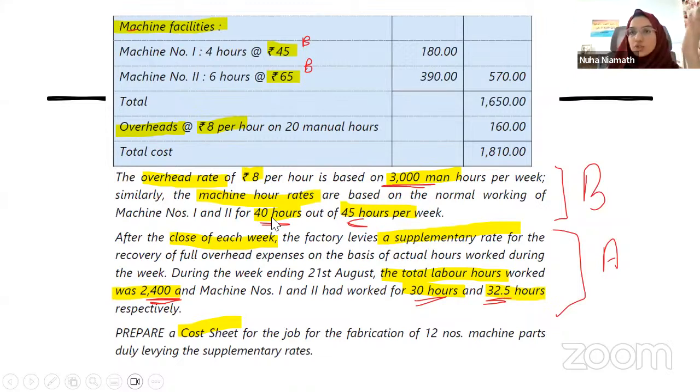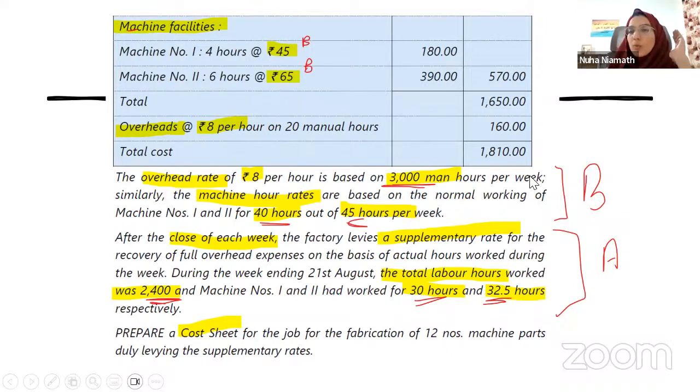They budgeted that machine should have worked for 40 hours, but maybe due to some issues, the machine was not fine. It worked only for 30 hours. And instead of 45 hours for machine number 2, it worked only for 32.5 hours. So what we need to do now is we have the cost based on the absorption rate. We need to now adjust for the difference between the budgeted hours and the actual hours by adding that supplementary rate component, either being an under absorption or an over absorption. So what we need to first calculate is the actual expenses that were incurred and the supplementary rate that we need to adjust to this cost.